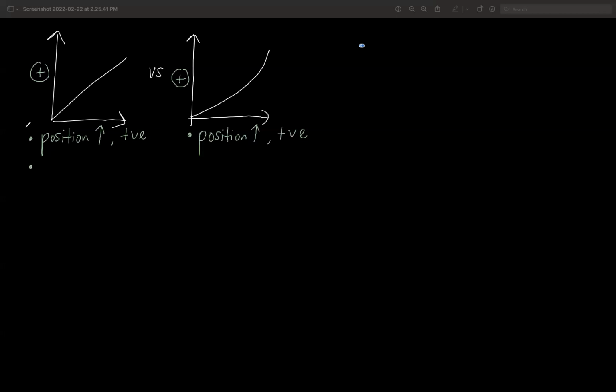The difference between these two is the gradient. This one is the same over time, that means the velocity is the same over time. For this one, what happened to the gradient? Increasing or decreasing? Increasing. So how do you look at it? Without any calculation, how do you look at the gradient, whether it is increasing or decreasing?